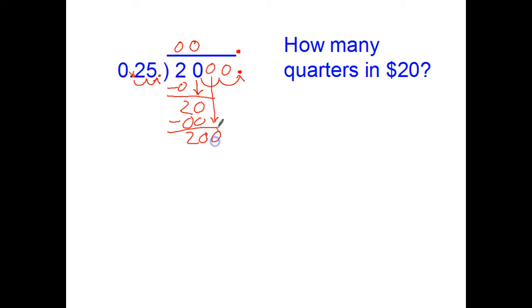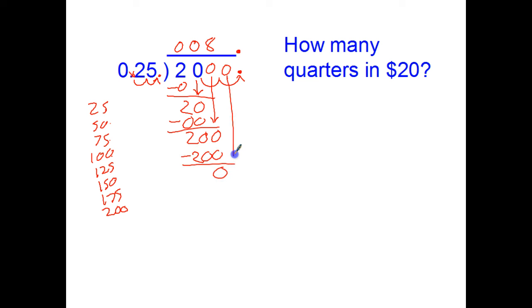So now I'm to how many 25s in 200. I'm basically counting by quarters: 25, 50, 75, $1, 125, 150, 175, $2. So 1, 2, 3, 4, 5, 6, 7, 8 of them, and it comes out perfect at 200. Nothing left. Still got another 0 to bring down. How many 25s in 0? None.